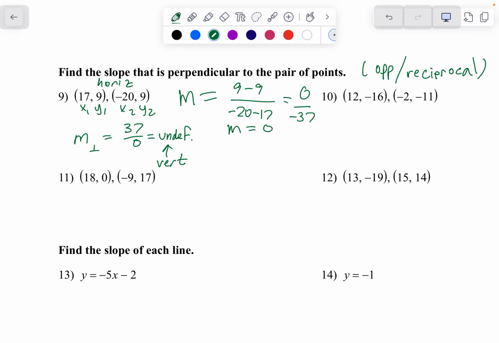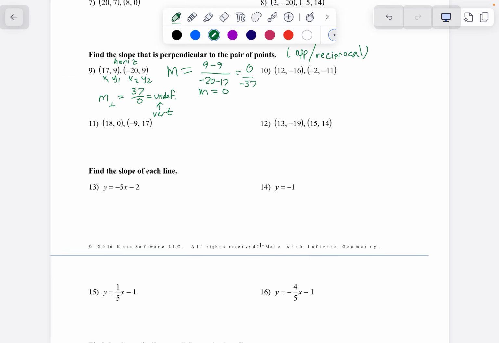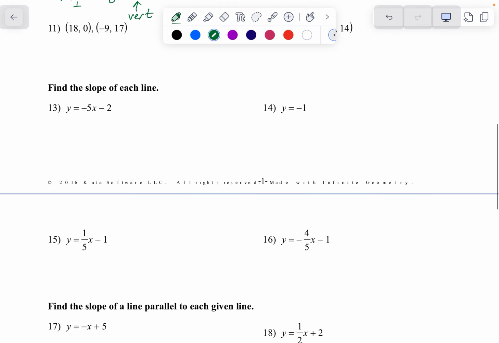And then for 13 through 16, it is in slope-intercept form. You're using y equals mx plus b. And all you got to do is pull out and write me down that coefficient. So like 13, the answer is -5. So nothing more than that. 14, you could rewrite this if that helps you as y equals 0x minus 1. But it's horizontal, so it always has the same slope. So there you go, okay?